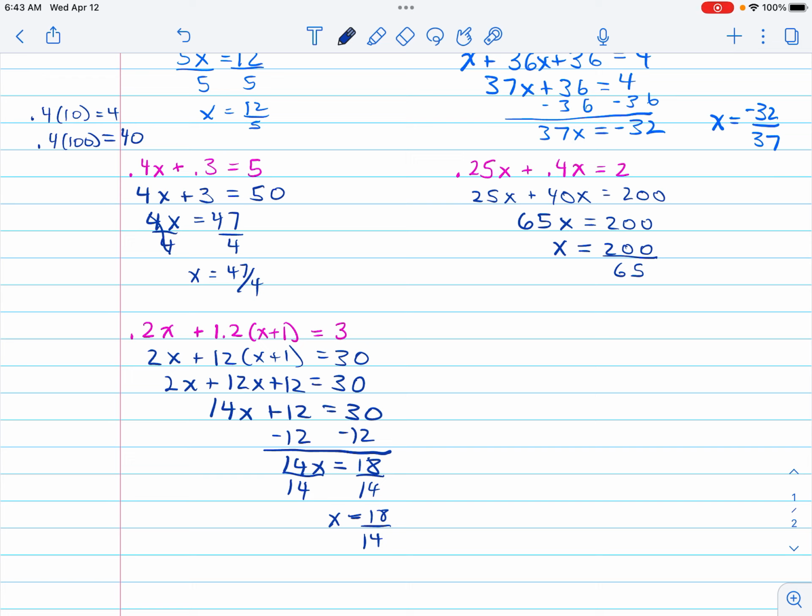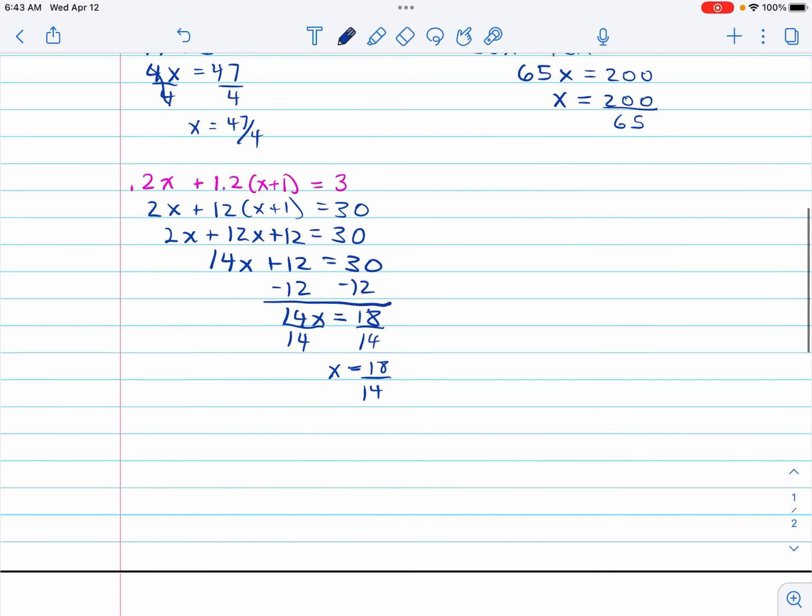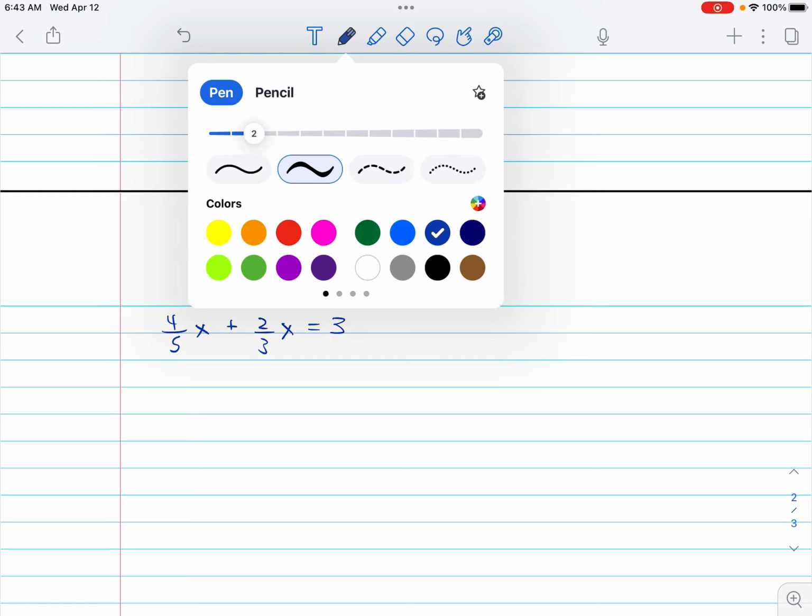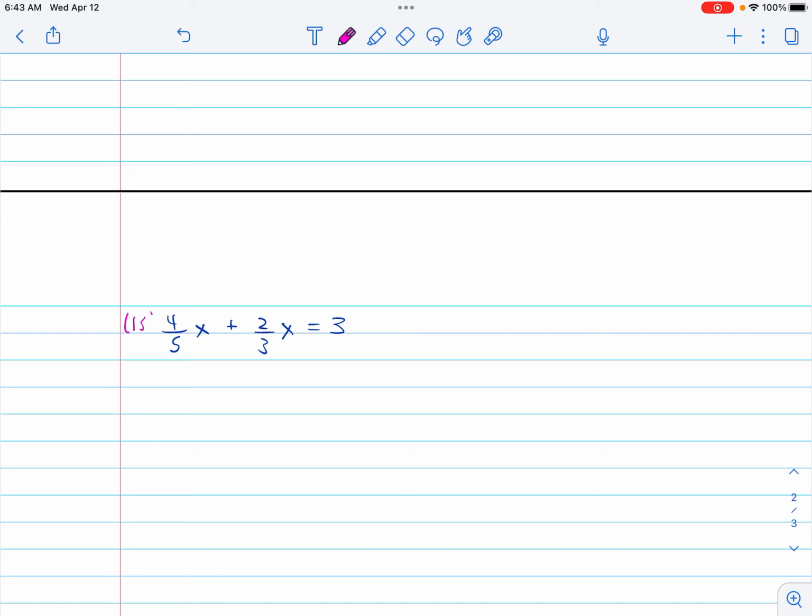But that's how we can deal with fractions and decimals. So remember, with fractions, multiply through by a product of the denominators. So let's just look at this in summary. Let's suppose we've got 4/5 x plus 2/3 x equals 3. Multiply through by 15. So this is just summary. 15 here, 15 here, and 15 here. 15 divided by 5 is 3. 15 divided by 3 is 5.